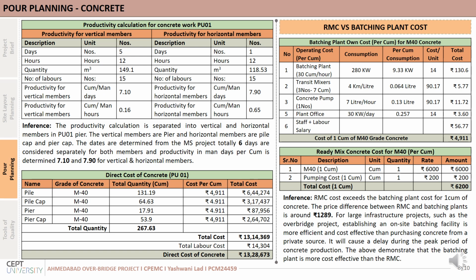For the batching plant, the cost owned per cubic meter for M40 grade concrete is around 4,911 rupees, whereas it is 6,200 rupees for RMC. Hence, for a project like the overbridge, owning a batching plant would be more cost effective compared to RMC, especially during the peak concrete requirement.